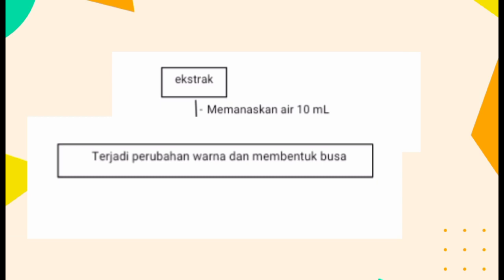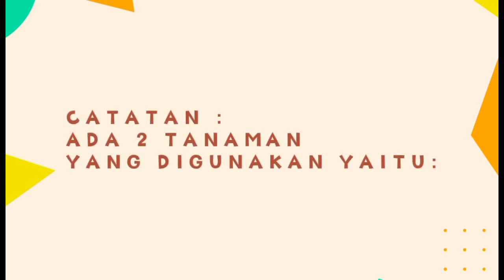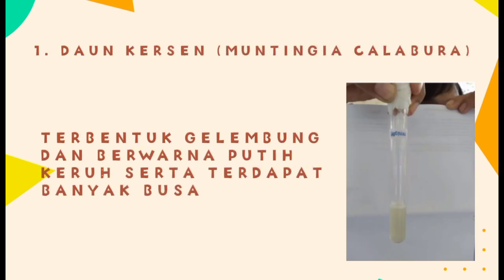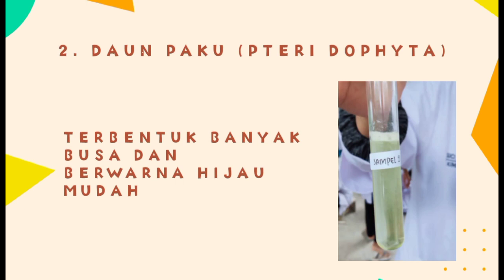Heat 10 ml of water to a boil. Add extract and cover with aluminum foil. Whisk until there is foam, so that bubbles form and there is a change in color and there is foam. In the saponin test, 2 plants were used, the first is cherry leaf. In the extract, the cherry leaf changed color to cloudy white and there is a lot of foam. Second is the Nile leaf. In the extract, the Nile leaf changed color to light green and there are many bubbles.